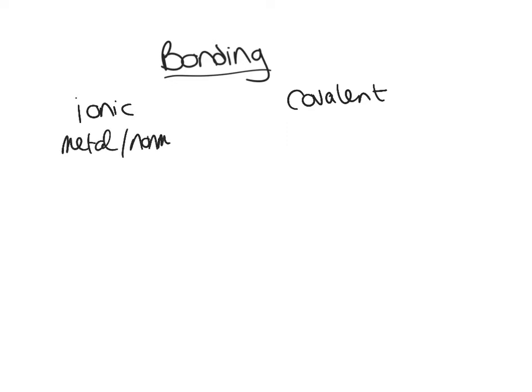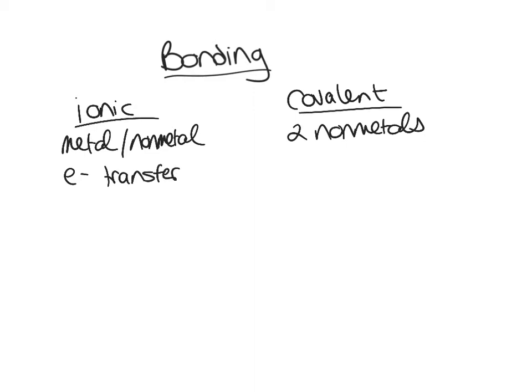So bonding, which is unit 6, I guess. Here's what you need to know. You need to know the difference between ionic bonding and covalent bonding. Ionic bonding is between a metal and a nonmetal, and covalent bonding is between two nonmetals. In ionic bonding, the electrons are transferred, and in covalent bonding, the electrons are shared.